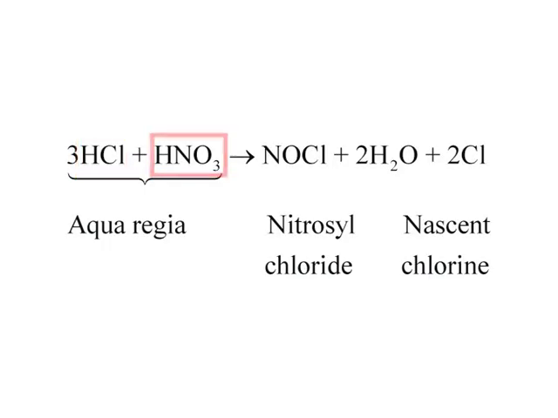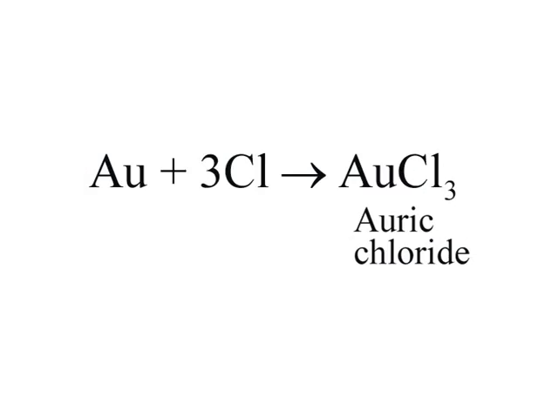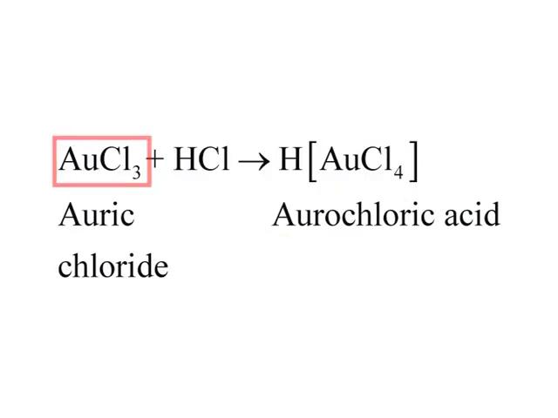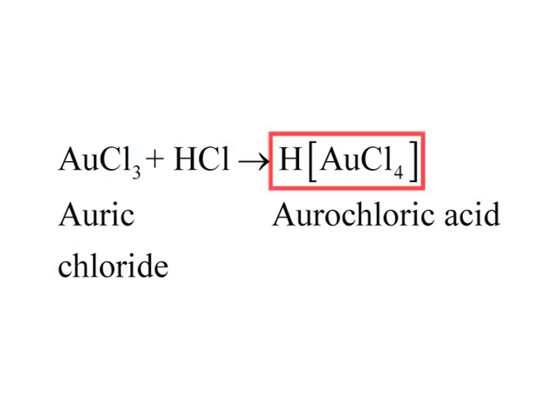HCl first reacts with nitric acid to produce nascent chlorine, water and nitrosyl chloride. Nascent chlorine then reacts with noble metal gold forming auric chloride. Auric chloride subsequently dissolves in excess of hydrochloric acid forming chloroauric acid, which is a soluble complex.